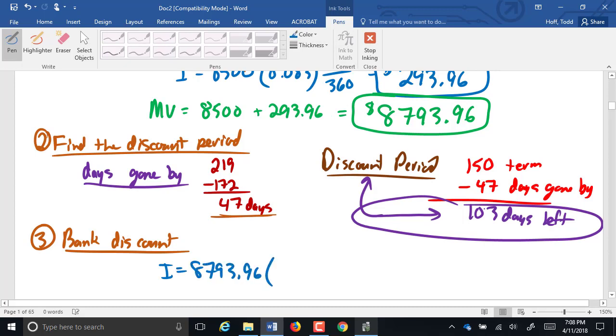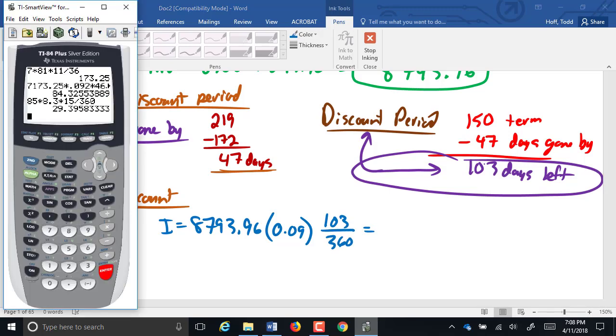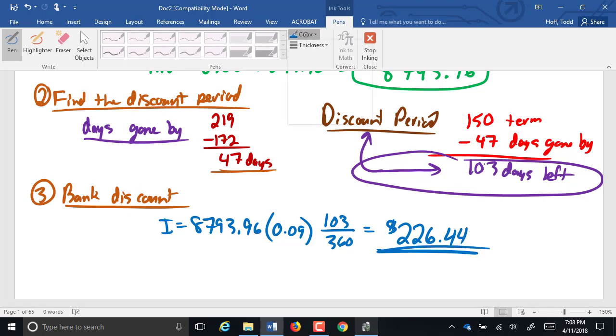So we get the 8793.96 times, what was the discount rate? 9%, so 0.09 times 103 over 360. Good. 8793.96 times 0.09 times 103 divided by 360. 226.44. Sorry, I didn't mean to cut you off there. 226.44.